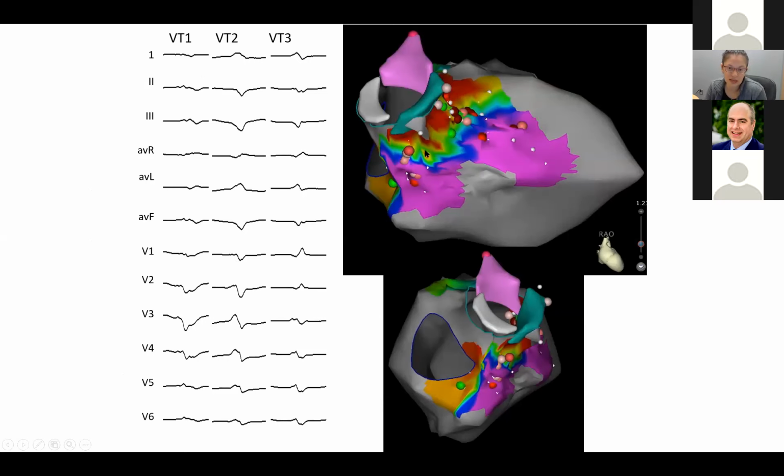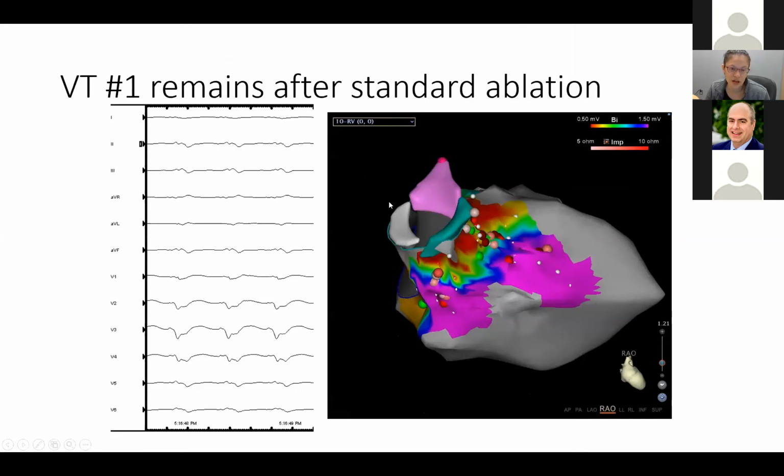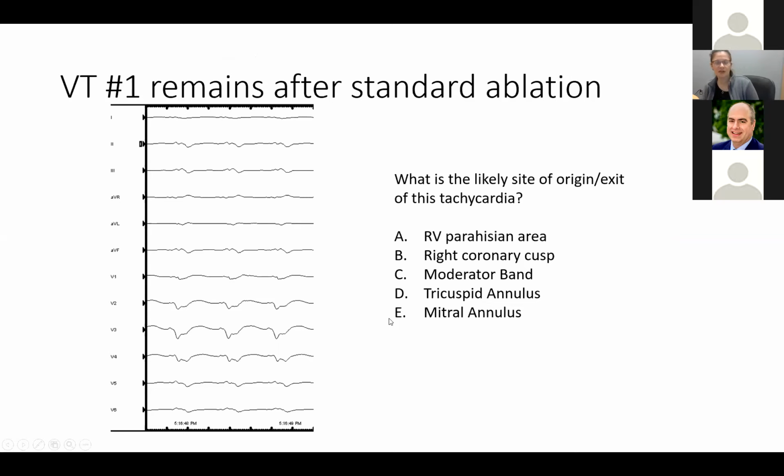This is one of his early VT catheter ablations that we did, where he had 3 different VTs. This is again Lamb cardiomyopathy with this very familiar now scar in the periaortic area near where you'd expect the His bundle to be. He already had heart block because of his Lamb cardiomyopathy. He had these 3 VTs. We were able to eliminate 2 of the VT morphologies, but this one remained after standard catheter ablation in the periaortic area. So this one was kind of incessant and causing him a lot of trouble. So where do you think this one is from?